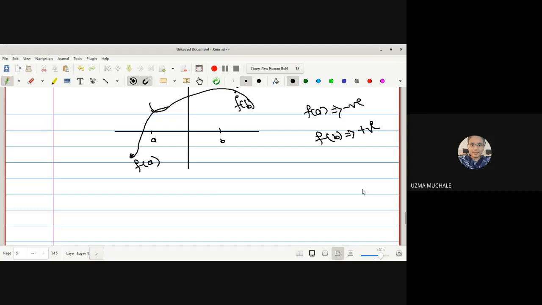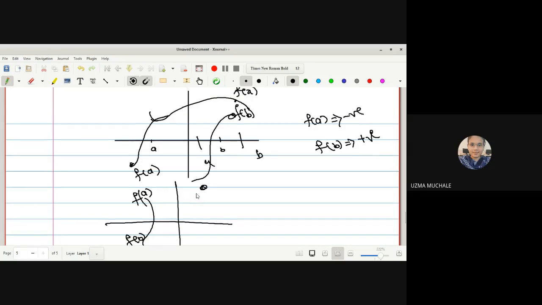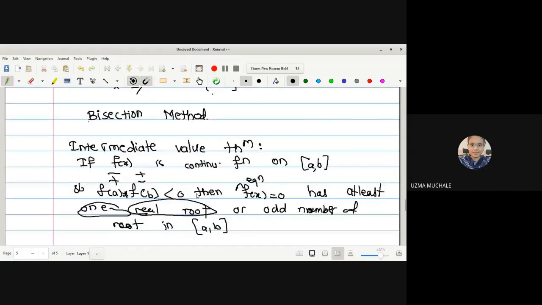We can consider another condition that instead of having this interval, we can have the interval here also, a to b, and here we can consider this is a graph, here f of a, here is f of b. Or in another way, suppose we have the function of the form, here is f of a, here is f of b. So f of b is negative, f of a is positive. There are so many possibilities. So what is the main consideration? F of a into f of b should be less than 0.